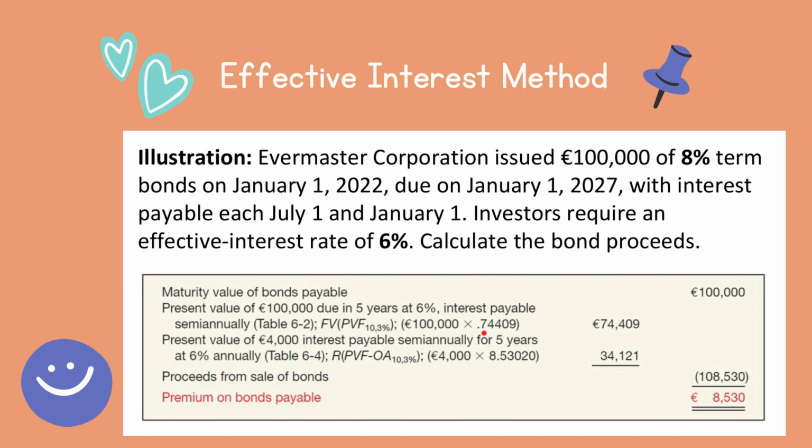Okay? So you're going to go to the table and look for the factor, and this is the factor. You're going to multiply it by the face value. This is the present value for the 100,000. That means the 100,000 that I'm going to pay after 5 years is worth 74,409 today. Okay? So this is the first thing I'm gonna pay.